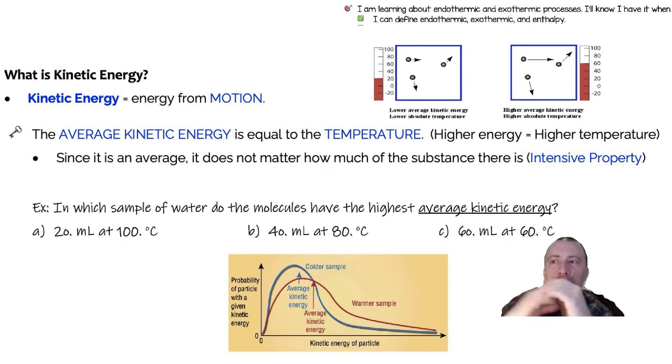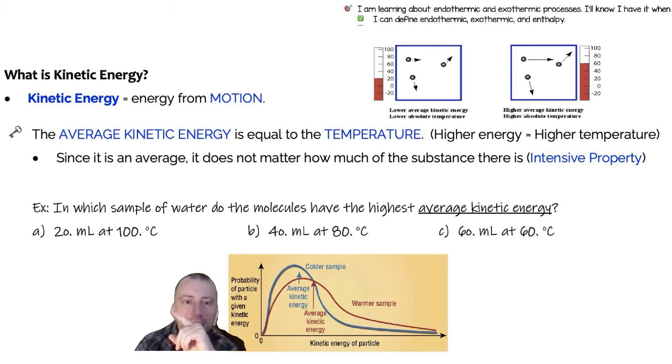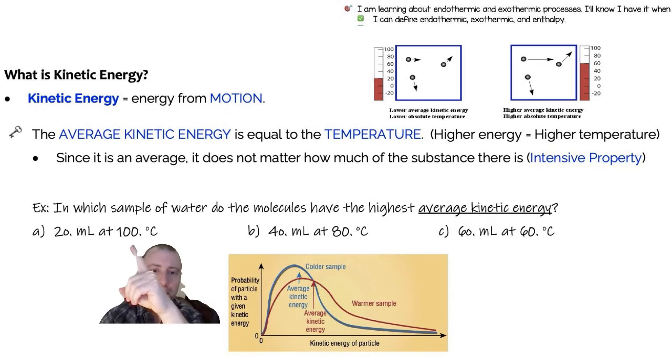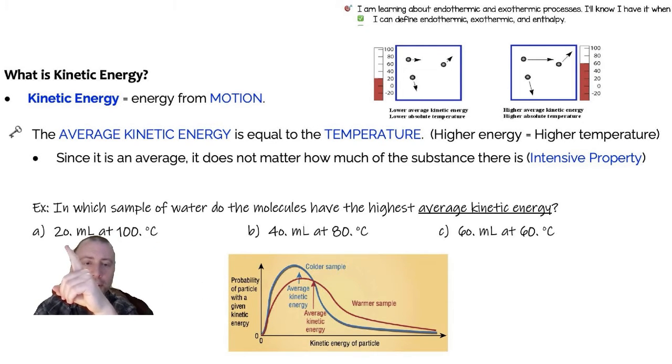All right, so remember, if you have an average, it doesn't matter how much of something you have. If you have 2 things or if you have 200,000 things, if it's an average, it's still just one number. And so the highest average kinetic energy would be in the hottest sample. They'd be on average moving faster. So it doesn't matter that there's only 20 milliliters.